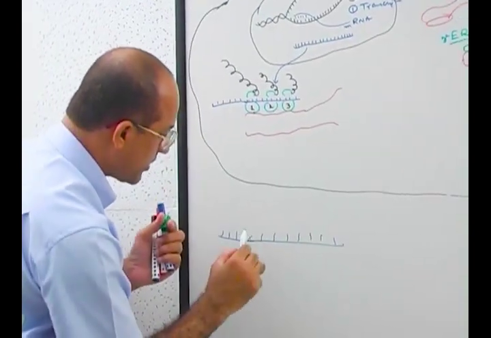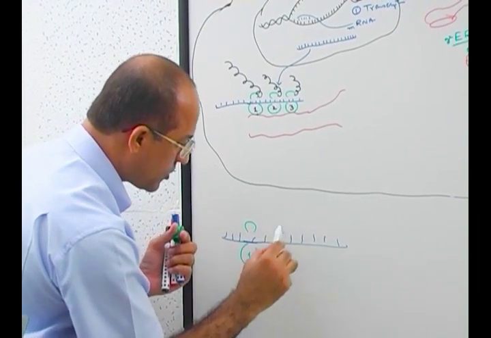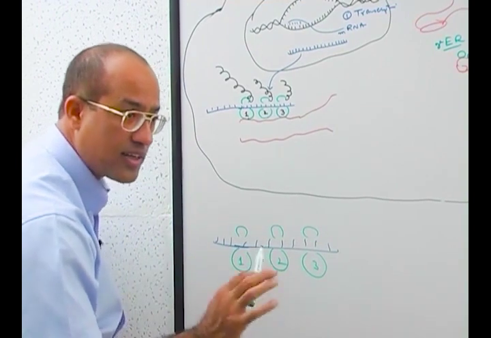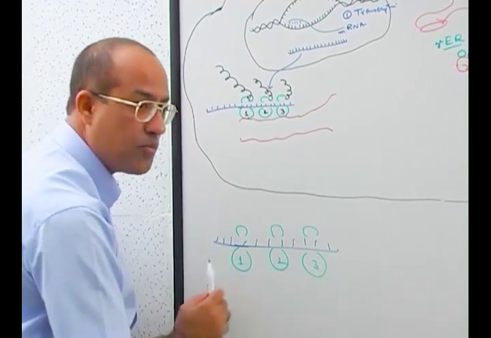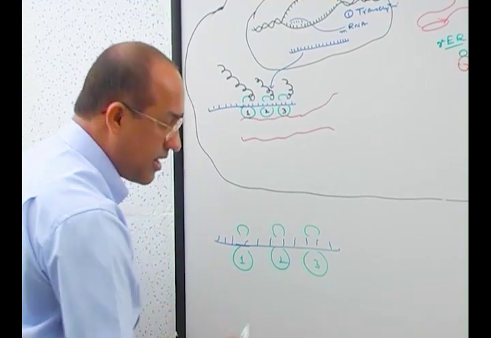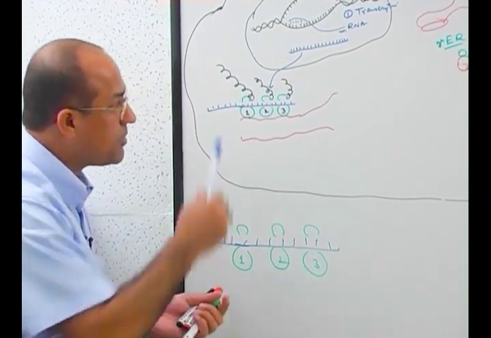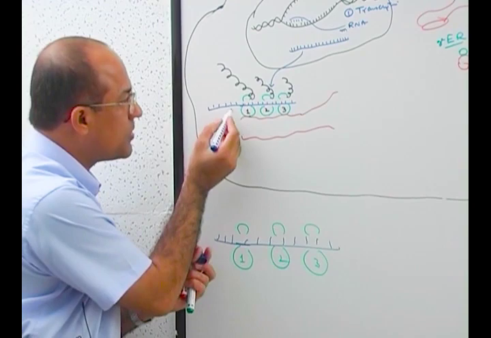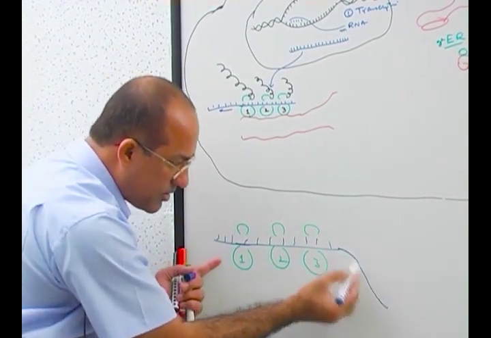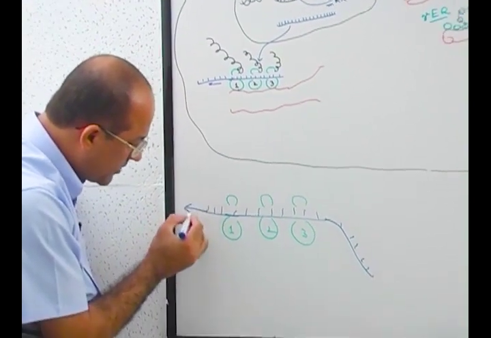This is translator number 1, this is translator number 2, this is translator number 3, and at one time with one messenger RNA there are multiple ribosomes. Is that right? Now, actually I made the direction wrong. This direction should be in this direction if it is moving like this. If messenger RNA is like this, it is moving in this direction.